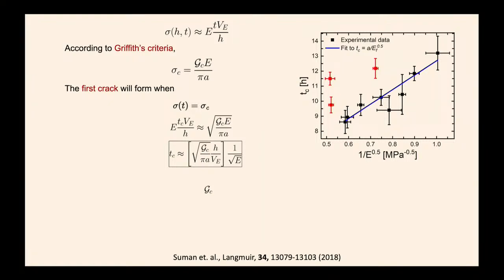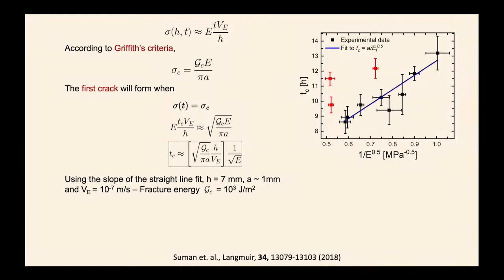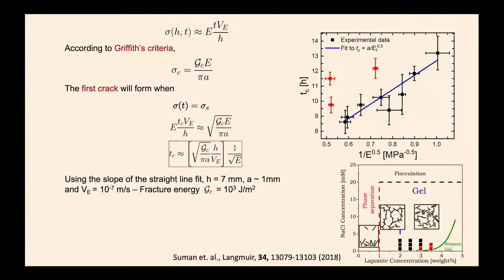Now there are of course a few outliers, but before I talk about the outliers, let me tell you: this linear fit gives us a slope, and from this slope we put in all the right numbers. Here h is the height of the sample, a is the width of the crack, and we know what the evaporation rate is. This lets us estimate a fracture energy of about 1000 joule per meter square, which seems to indicate that this is a highly ductile sample. So when it cracks, it tries to resist cracks for a really long time, but then it deforms, and eventually gives way.